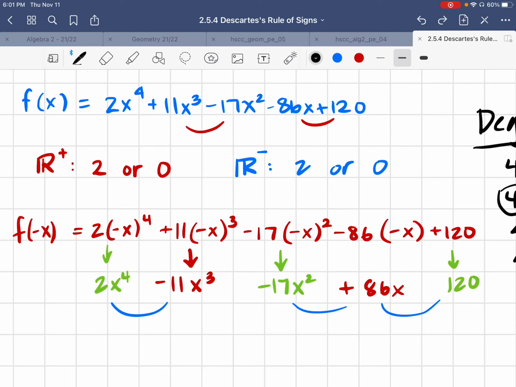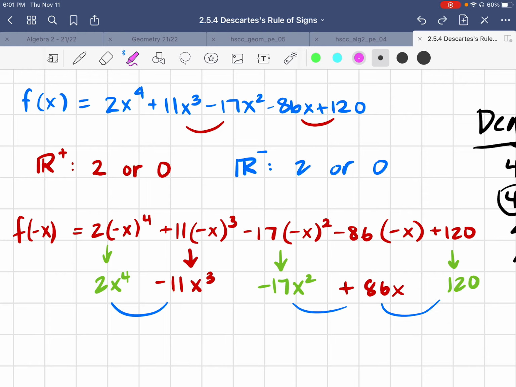All right, second video on Descartes' rule of signs. I got this new function, f of x equals 2x to the fourth plus 11x cubed minus 17x squared minus 86x plus 120. All right, so I'm using Descartes' rule of signs. I noticed that there are two sign changes over there. This tells me that there are either going to be two positives or zero positives.